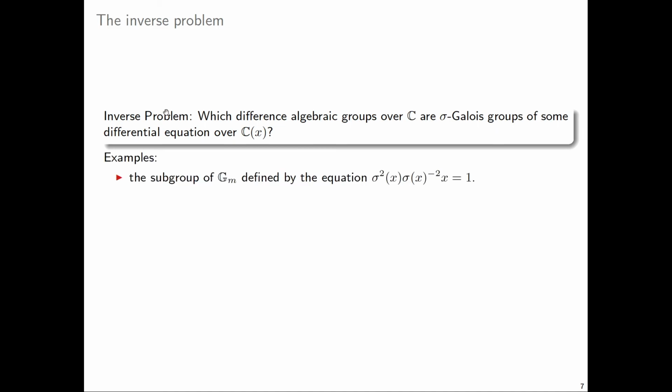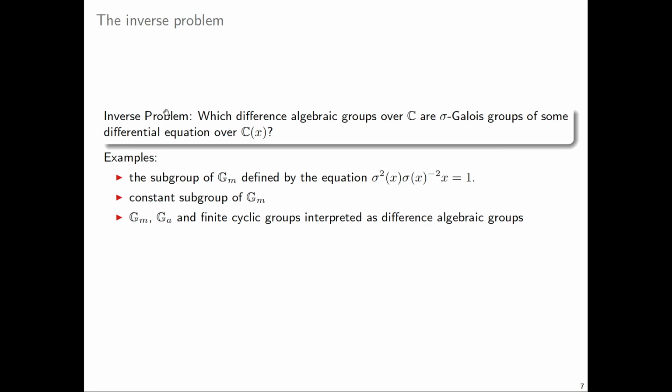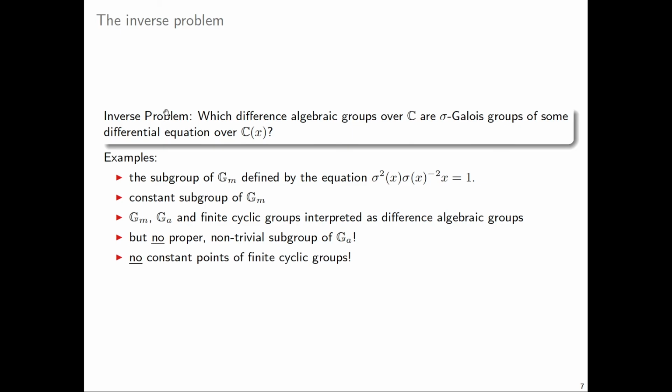Okay, some examples. So we already saw in these slides that this subgroup of GM occurs, right? We had this exponential of x squared, and then we got this group. Also, the constant subgroup of GM does occur. GM, GA, and finite cyclic groups themselves do occur, but no proper subgroups of GA. And also, the constant points of finite cyclic groups, they also do not occur, right? So for GM, some subgroups occur and some do not. Okay, and I would like to explain in the following slides these examples.